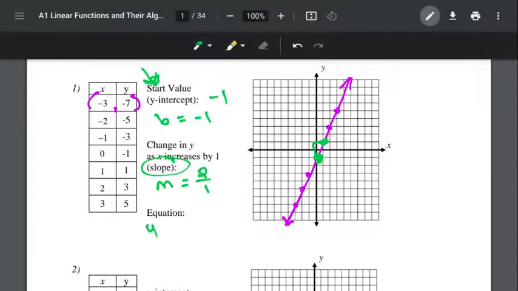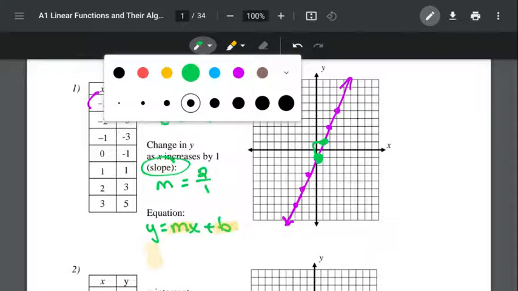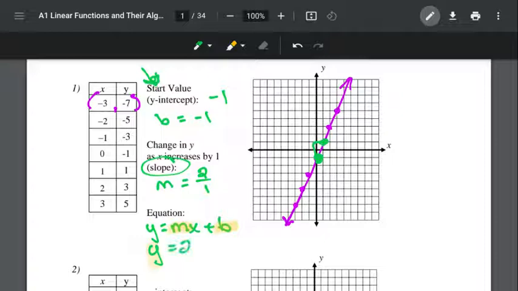So now when we make our equation, we use y equals mx plus b. And all we have to do is plug in the m and plug in the b. And that's it. So I'm going to write my equation. Y equals 2x. We don't write plus -1 because that's too many signs. So I'm going to write 2x minus 1. And there's our equation.